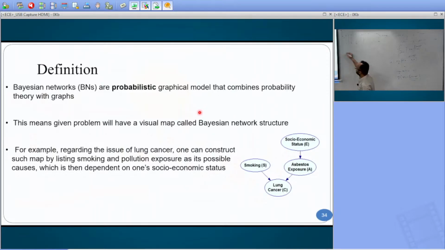Let's suppose you have variable A, variable B, variable C, variable D. A corresponds to lung cancer, B corresponds to smoking, C corresponds to asbestos, and D corresponds to social status. Now I tell you to write a joint density function of A, B, C, D. Can you look at the figure and say which one is dependent on which one? You know conditional independence, conditional dependence, right?